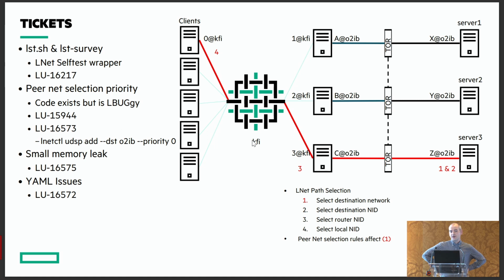Okay, so the eagle-eyed among you may have noticed that in my examples running LNet self-test, I was running this lst.sh script, which is the new LNet self-test wrapper that I contributed to the community along with this LST survey. So I just wanted to highlight that. It's part of the Lustre IO toolkit. So another tool available for you to check LNet performance and validate your networks are working correctly.